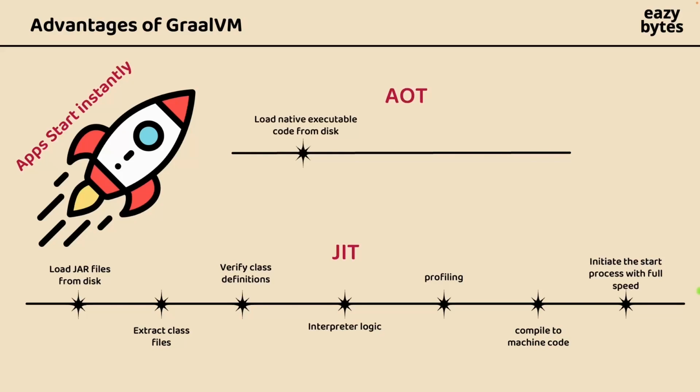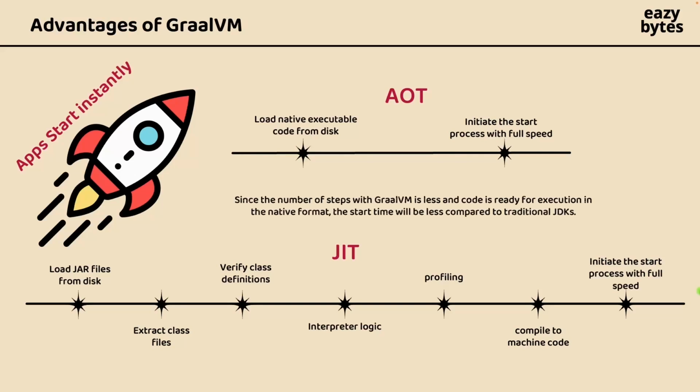Now coming to the AOT. In the AOT, the very first step is that it will load the natively executable code from the disk, like whatever native executable code got generated from the AOT compilation, and it does not need to do any bytecode conversion to machine code. You don't have to validate any class definitions. You don't have to do any interpretation logic or profiling logic, because this was already completed during the AOT compilation. That's why straight away from step 1, which is loading the native executable code from the disk, it is going to start your application instantly.